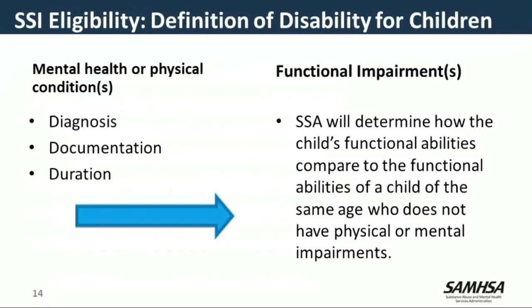It's very important to understand how SSA defines disability. The Social Security definition is going to be different than your doctor's definition, your insurance company's definition, and what's outlined in a child's IEP. SSA is looking for three primary components. Does the child have a medically determinable physical or mental impairment that has lasted or is expected to last 12 months or more or result in death? And does the child have significant functional impairments as they compare to children of the same age who do not have physical or mental impairments?